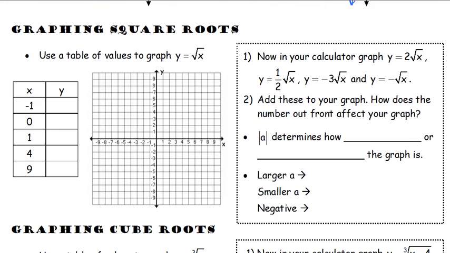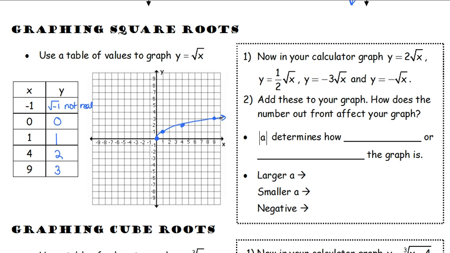So we're going to start by graphing square roots. We're going to use the table of values to graph y equals the square root of x. If I take the square root of a negative 1, we get not real. If it's not real, it's not going to show up on our graph. The square root of 0 is 0, square root of 1 is 1, square root of 4 is 2, square root of 9 is 3. So we plot our points 0, 0, 1, 1, 4, 2, and 9, 3.